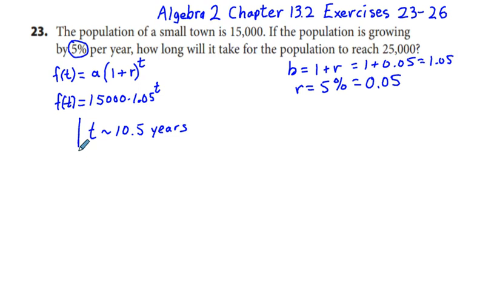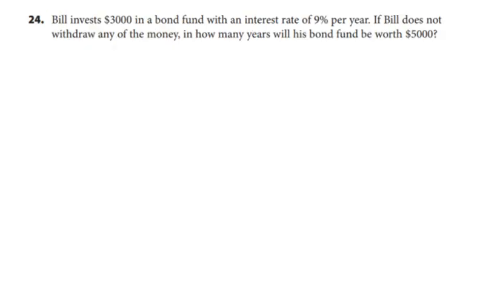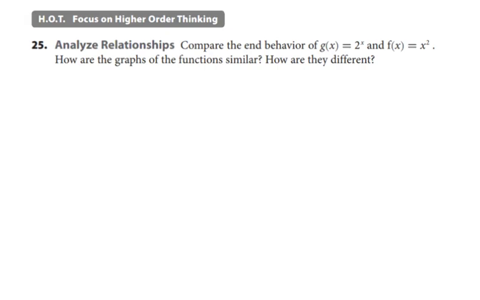So anyway, that's it. We'll go on to the next problem, which is 25. Analyze relationships, compare the behavior of g of x equals 2 to the x power and f of x equals x squared. I've thought of these a lot because it's just, you have 2 to the power of x and x to the power of 2. So what do they look like?